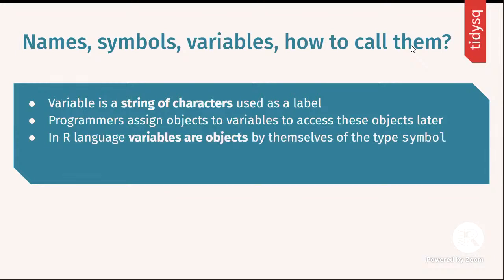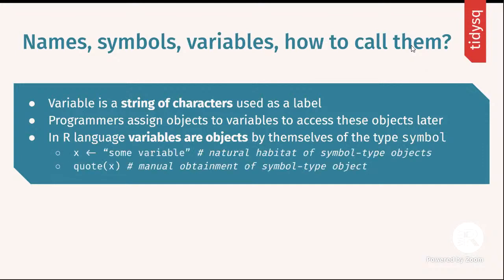Actually, in the R language, unlike in many others, variables are objects themselves. That means you can modify them and pass them to functions. They are mostly spotted in assignments, but if you work with non-standard evaluation, you probably know you can also quote them.